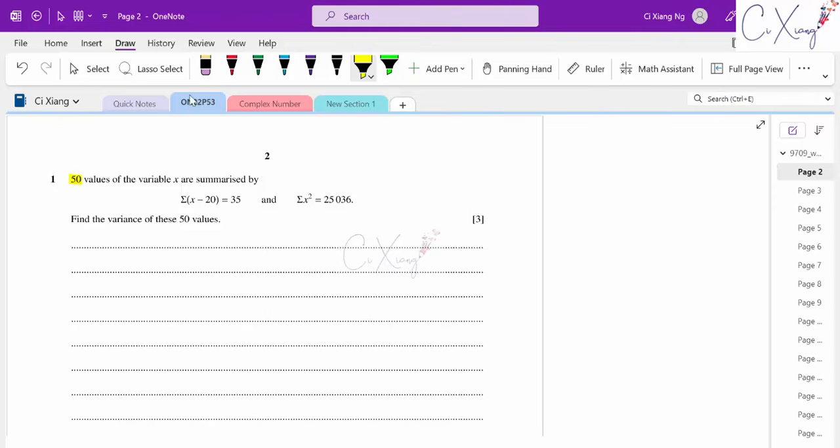All right, so first of all, before we can find the variance for the 50 values, there are a few formulas related to this question. For the first one, we have the mean formula, which is the summation of x minus 20 divided by n. The n for this case is 50, right? And then plus 20.